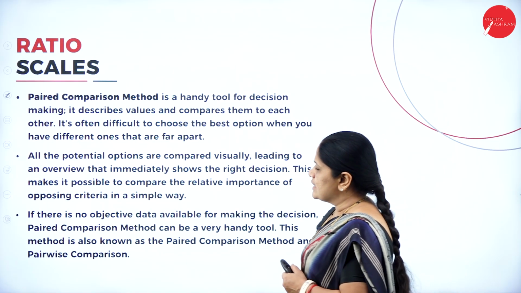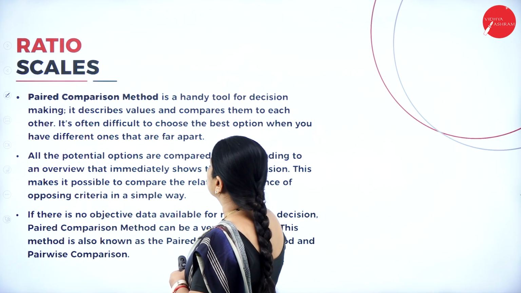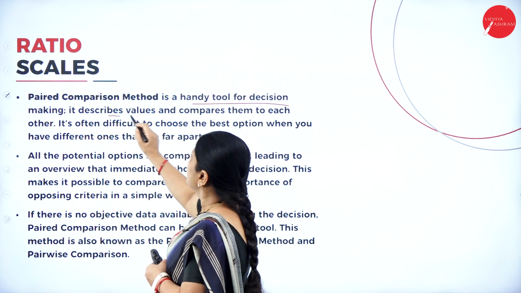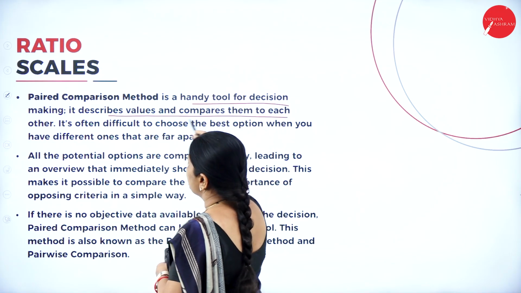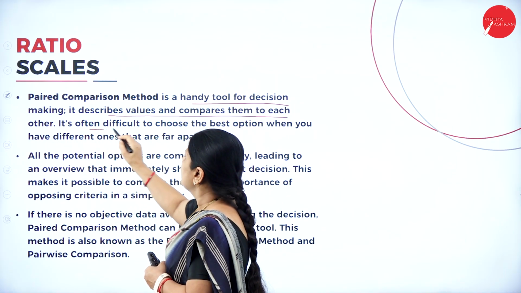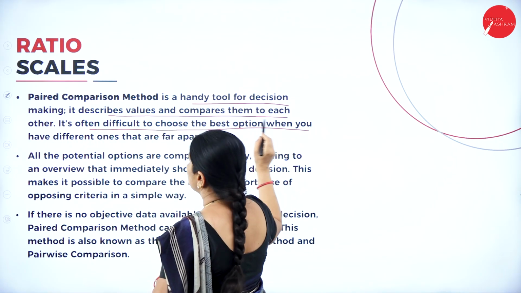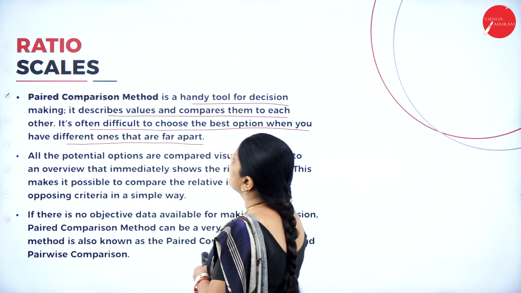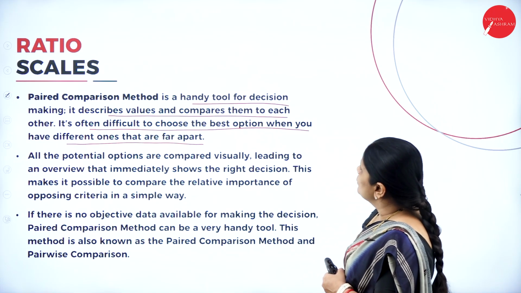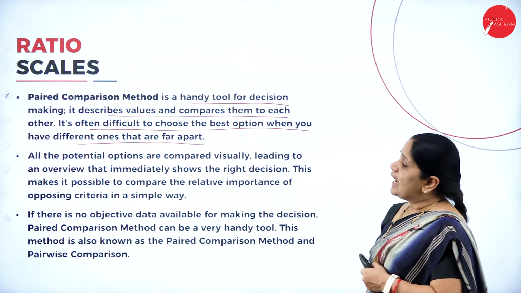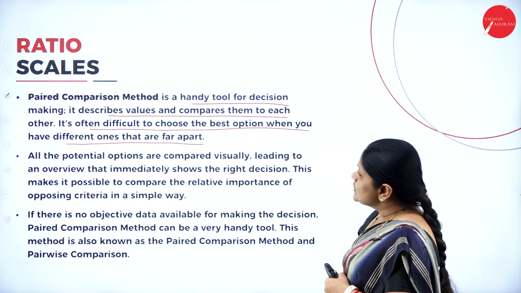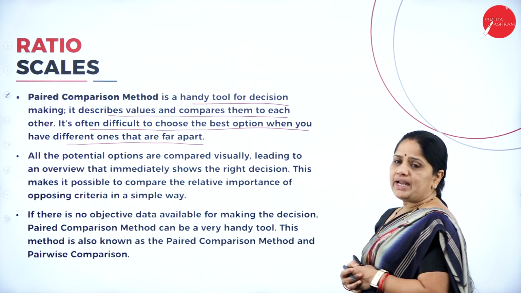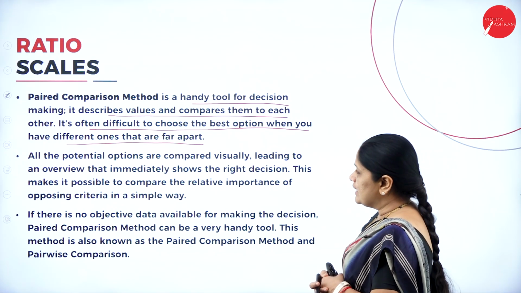Then next one is the paired comparison method. It is a handy tool for decision making. It describes values and compares them to each other. It is often difficult to choose the best option when you have different ones that are far apart. So, this kind of paired comparison method is very, very helpful.